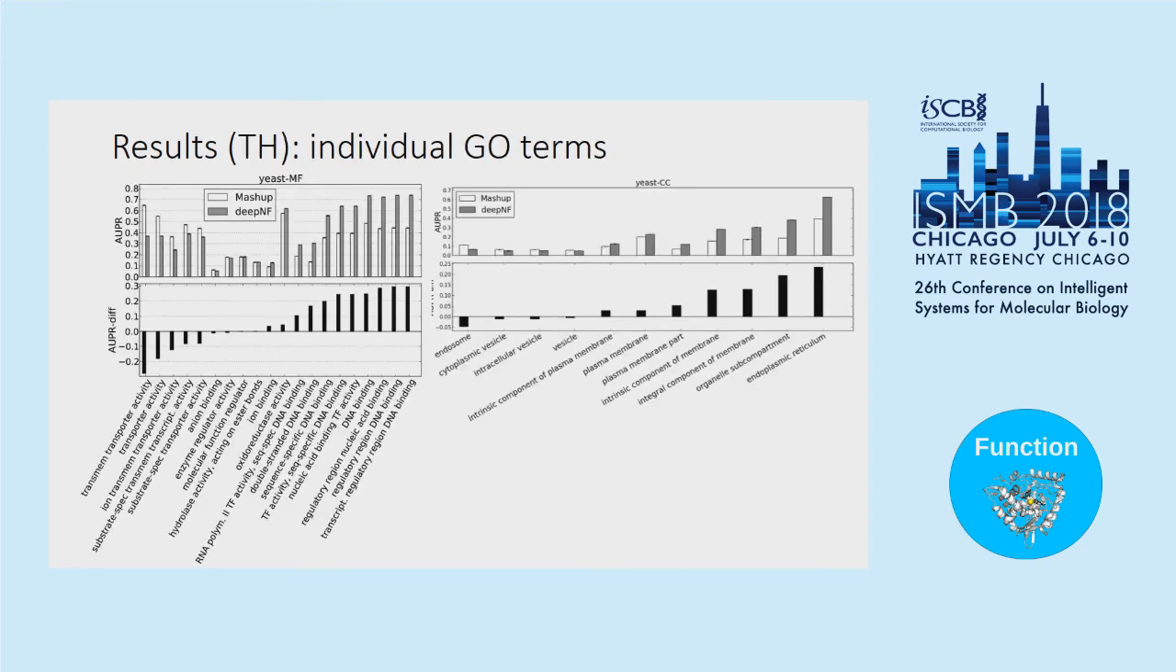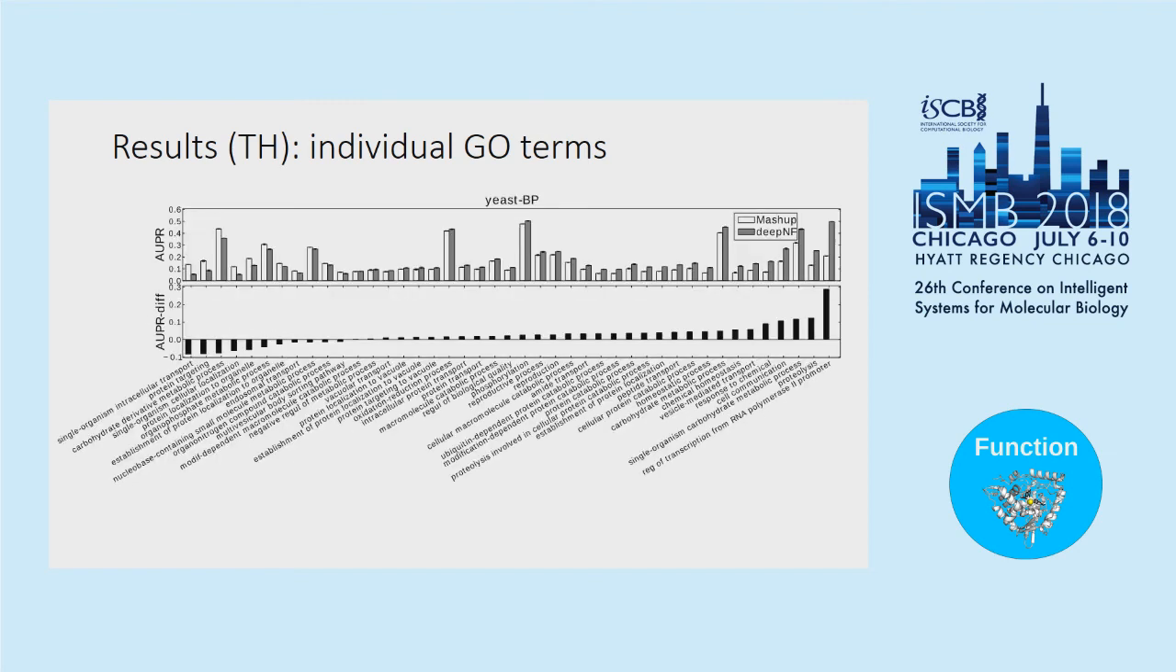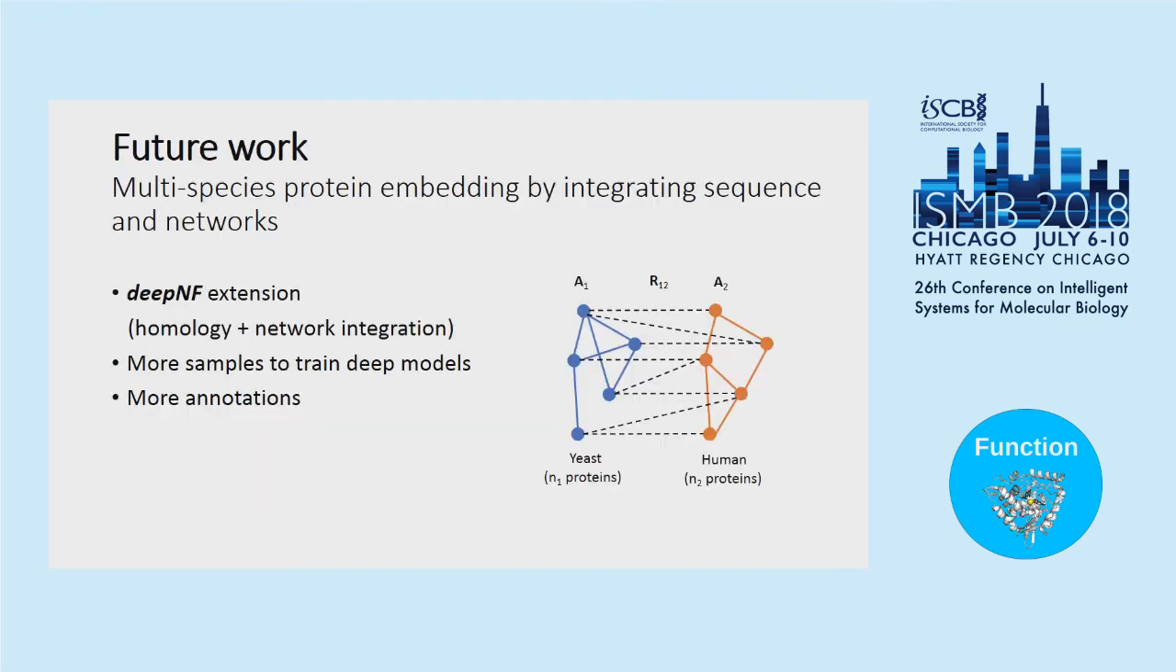And finally, I just want to show you some of the performance results on individual GO terms. The performance is measured here by area under the precision recall curve for every GO term, and I'm plotting this against the Mashup performance. You see here that on the majority of GO terms we outperform Mashup in the case of molecular function GO terms and cellular component, but also in the case of biological processes.